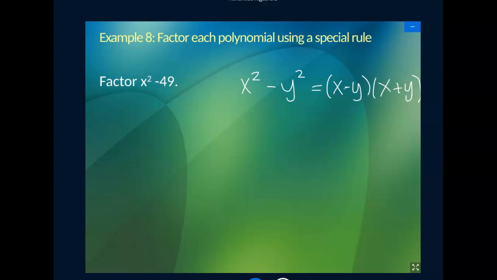So square root of x squared is x. And square root of 49 is 7. So this becomes x minus 7, x plus 7.